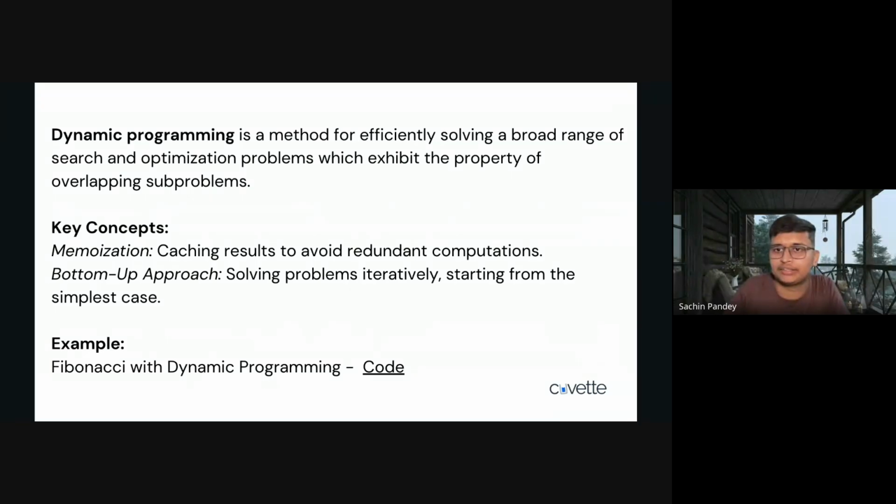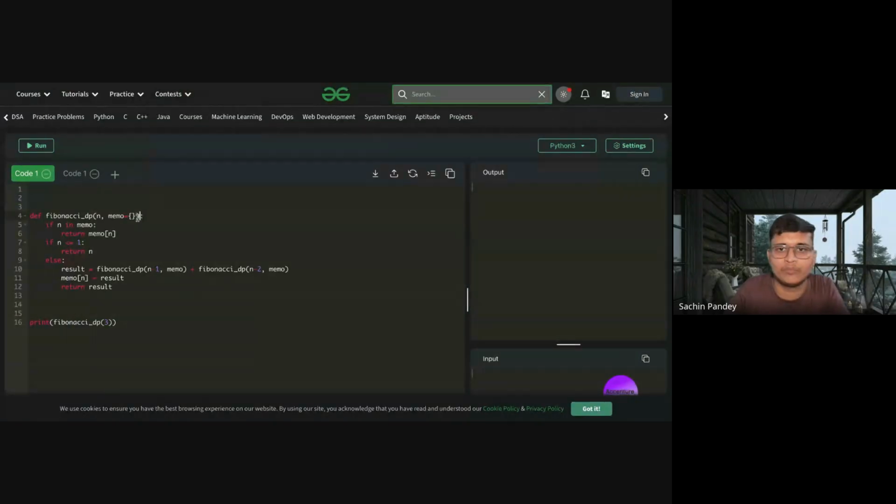Yep, I guess it is visible to a couple of folks. Let me share this tab. Okay, I just wrote it in the IDE. So see here, apart from n, you are also passing a memo, and we are checking if the memo contains the answer for n. If it does, we don't need to calculate. We will just return from there. Line number 6, we will just straight up return from there.